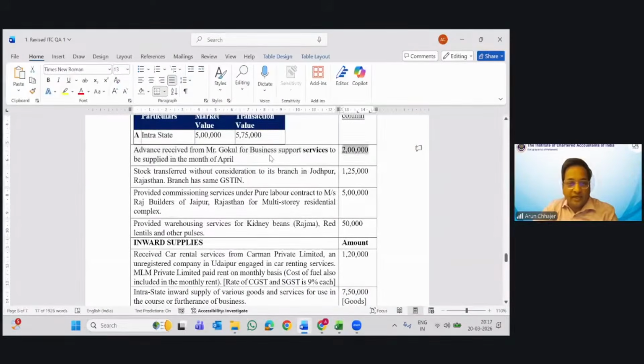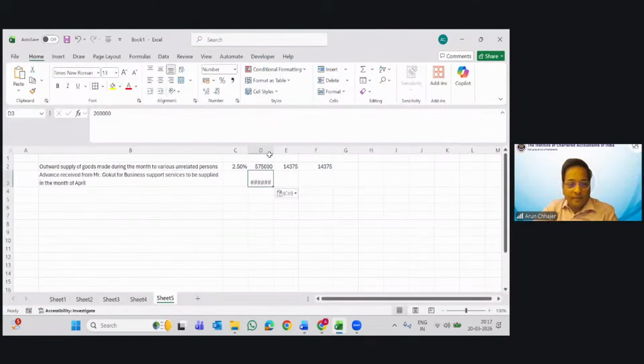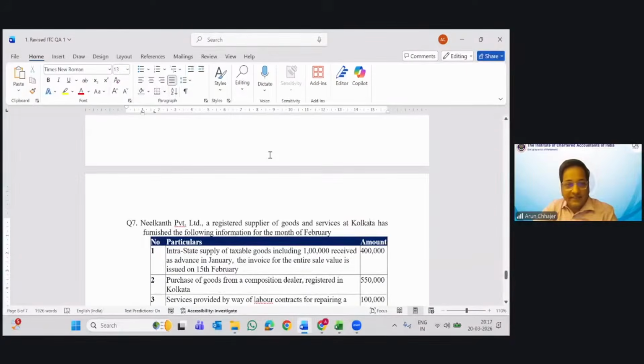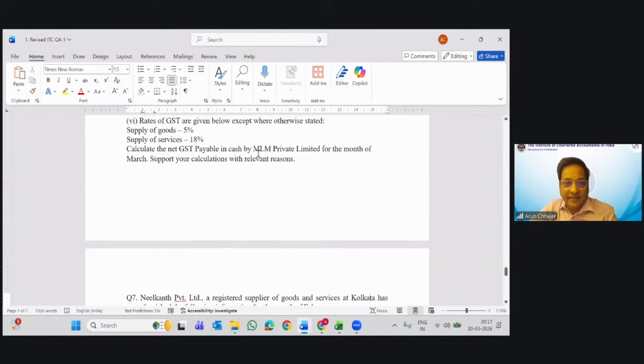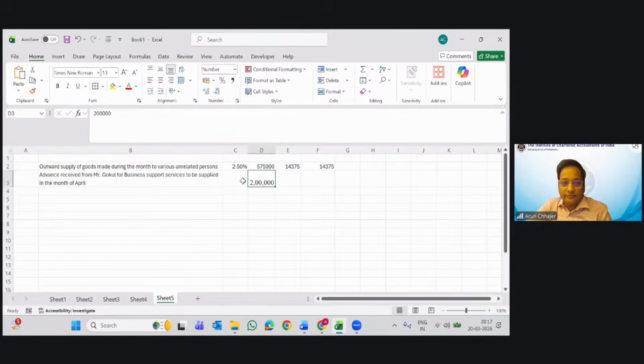What is the amount? 2 lakh. And what is the tax rate? Tax rate is given 18%. तो 9% मान लेता हूं. ठीक है.